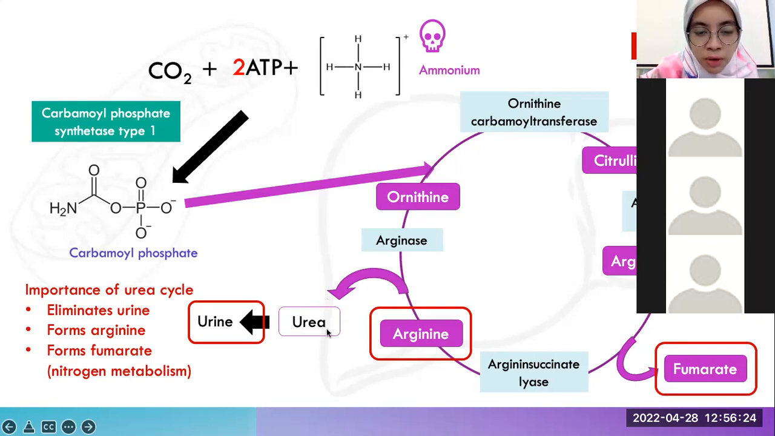So then this urea molecule will be excreted in the form of urine, together with the waste product coming from your kidney. Okay, so now our body has already secreted the dangerous ammonium ion. So this urea cycle is important to eliminate the urea group in the form of urine, and also important to form intermediates like arginine and fumarate, which are used in another type of metabolism, which we will not cover, but so that you know, these intermediates are also used in other metabolic reactions.